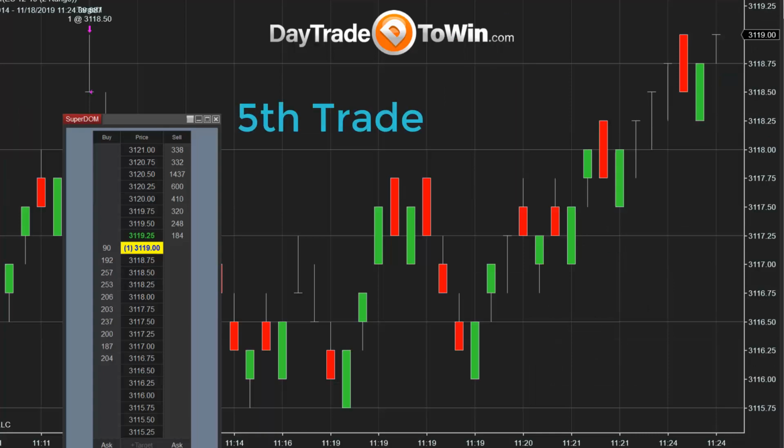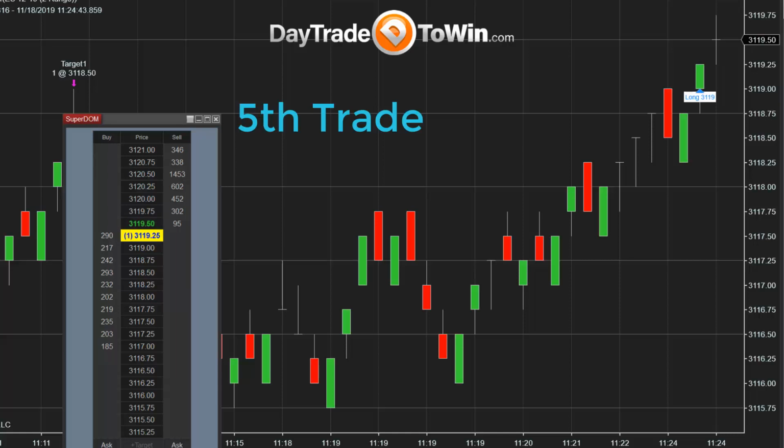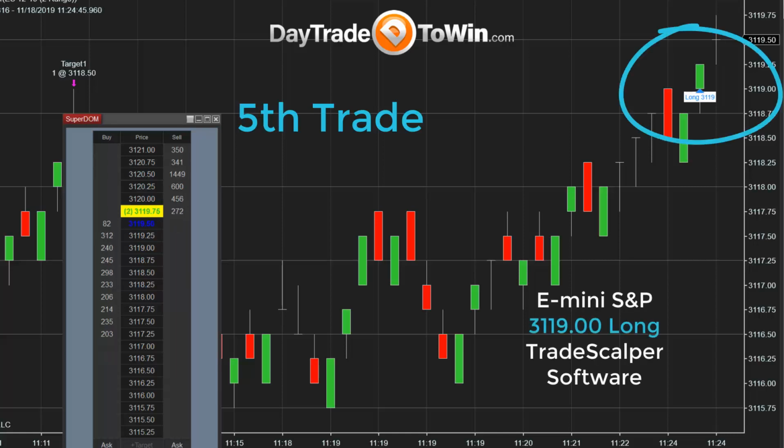Now, the fifth trade of the day is going to be another long trade. The Trade Scalper software gave a 31.19 entry to go long, and I want to get as close as possible to that price. And that's why I recommend a limit order or even a market if touched order. But something very important a lot of traders fail to do is they get a very bad fill by chasing.